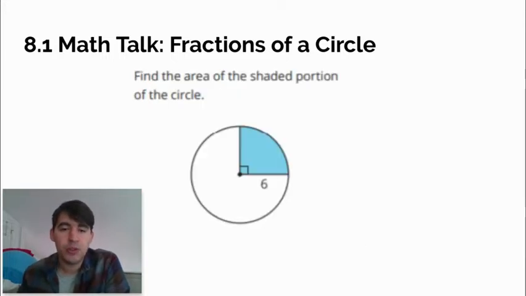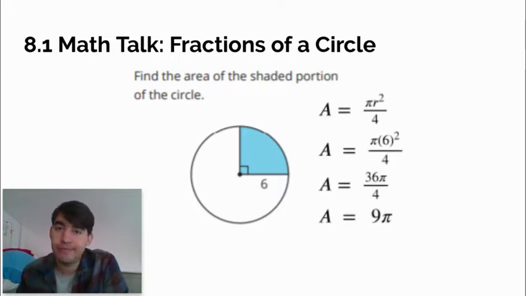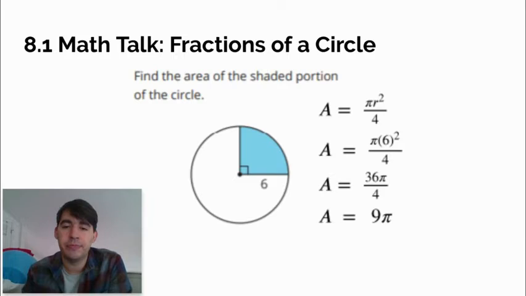So same strategy here, but this time we just have to think, what fraction of the whole circle am I looking at? Well, this looks like 1/4 of the whole circle. So the area of the entire circle would be pi r squared, or 36 pi. If we take 1/4 of that, we end up with 9 pi. Let's try the next one.